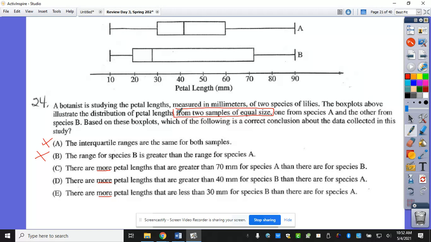sometimes I'm still going to write it not as more. I'm going to write it as percentage because I think it's easier to talk about that way. Greater than 70. All right, what percent for species A is greater than 70? Because here's 25%, all I know is it's less than that. What about for species B?